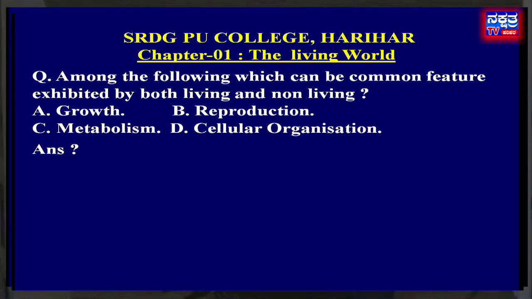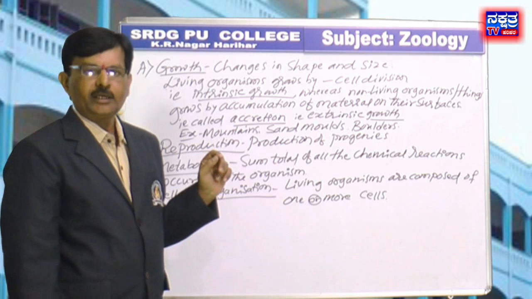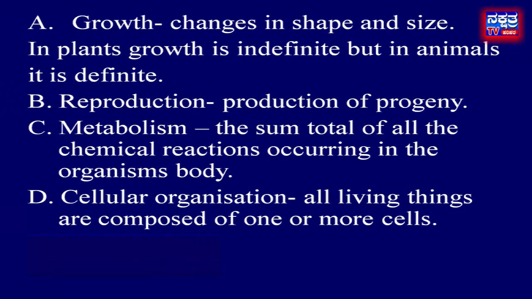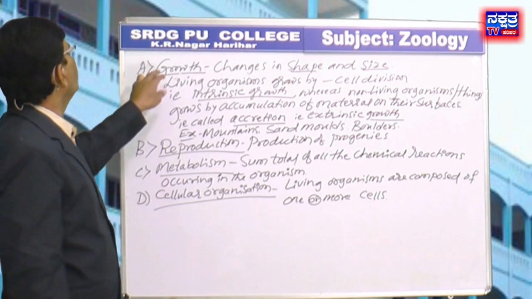In the first chapter, the living world, the first question is, among the following, which can be common feature exhibited by both living and non-living? The given options are A. Growth, B. Reproduction, C. Metabolism, D. Cellular organization. Here, the first option is growth. Growth is nothing but any changes in shape or size. That is called as the growth.